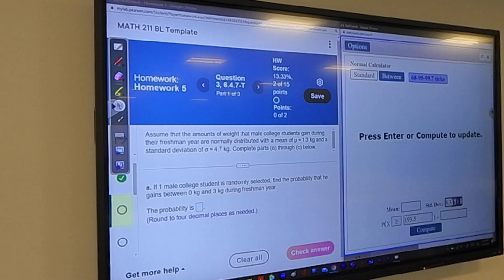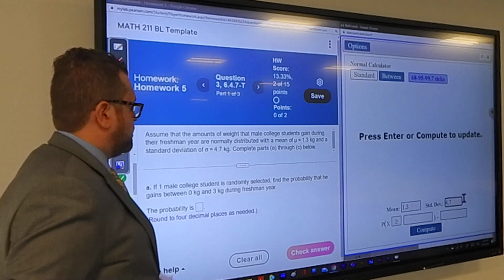Last one for the day is number 3. The freshman 10, or whatever it's called, 15 or something. So assume that the amounts of weight gained during your freshman year is normally distributed, as most things are, and that on the average, these male students are gaining 1.3 kilograms with a whopping standard deviation of 4.7 kilograms. So that means some people are losing weight, right? Okay. And some people are gaining quite a bit more.